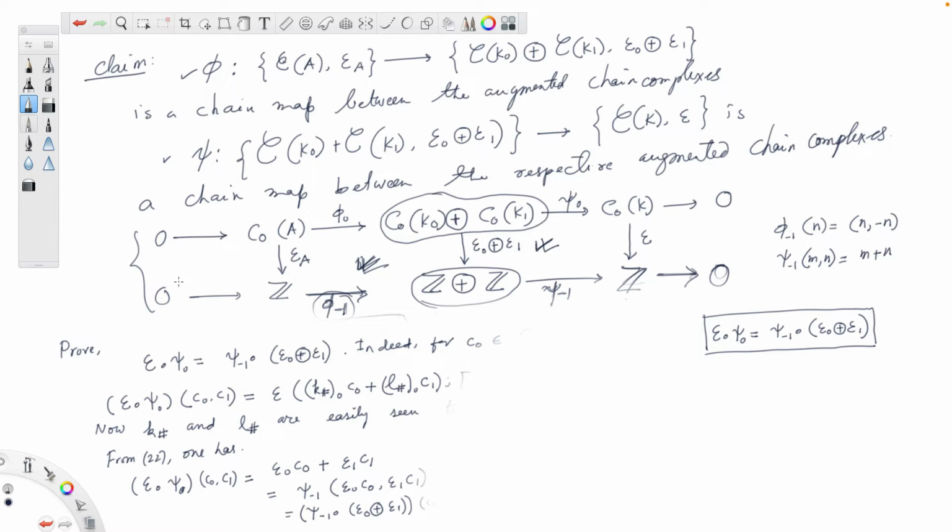The maps phi and psi preserve the augmentation map. Okay, good.